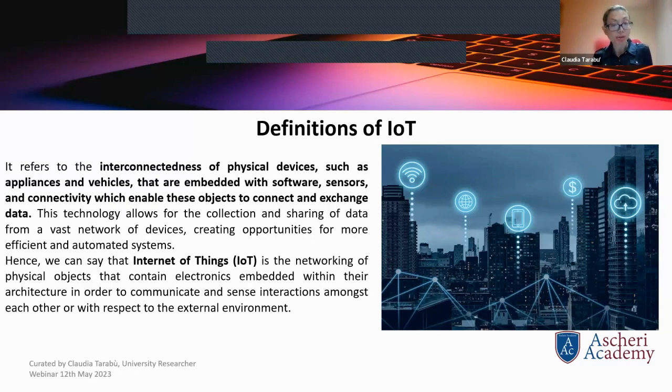Hence, we can say that the Internet of Things is the networking of physical objects that contain electronics embedded in their architecture in order to communicate and sense interactions amongst each other or with respect to the external environment. So when we speak about Internet of Things devices, we intend physical objects containing electronics embedded in their own architecture, and with this specific electronic architecture they can communicate and share data and sense interactions amongst each other, but also with the external environment.